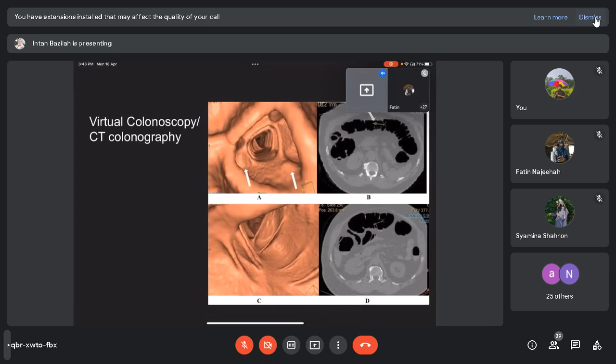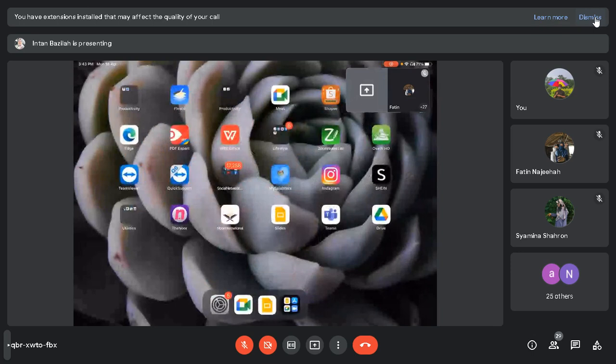This is how we do it. We fly through the large bowel, from the rectum we go through here. At the same time, we look at the image on the left side to see whether it correlates or not. If there's a mass, we can see the mass, and we can also see the concurrent mass over here.